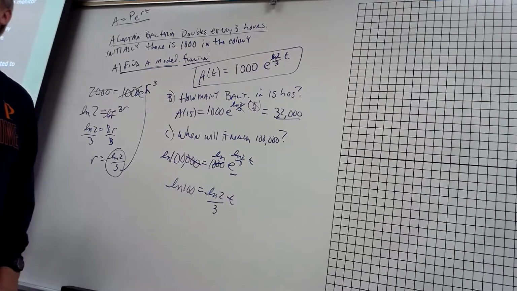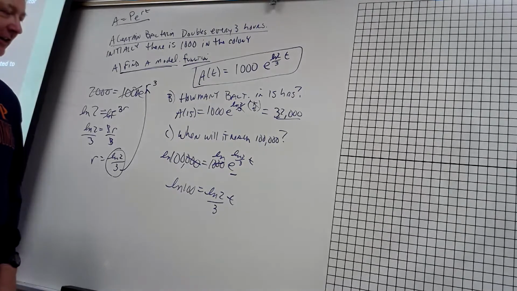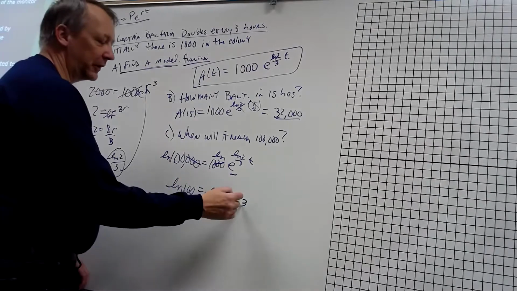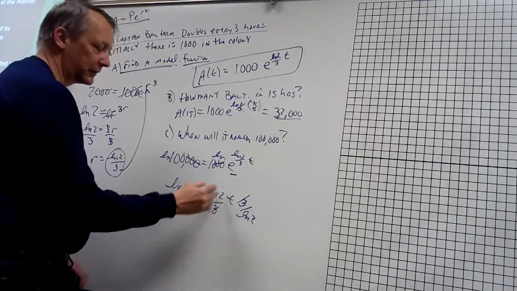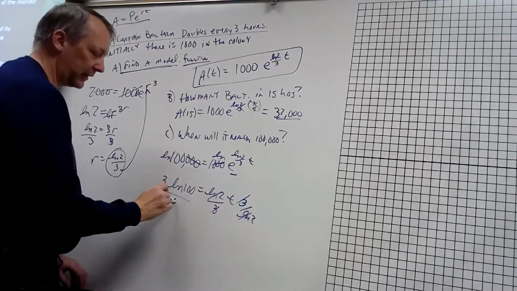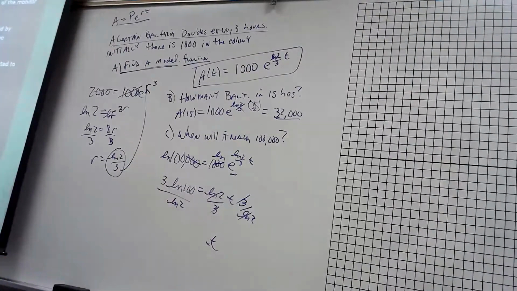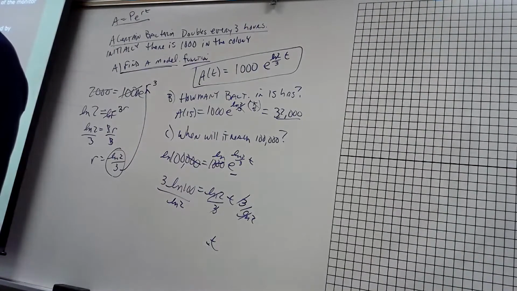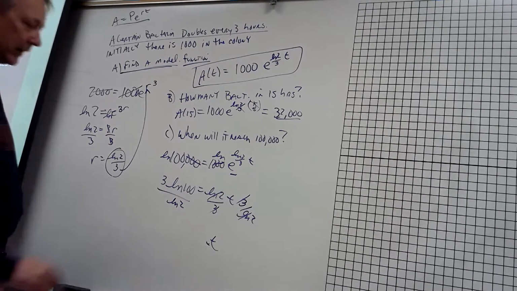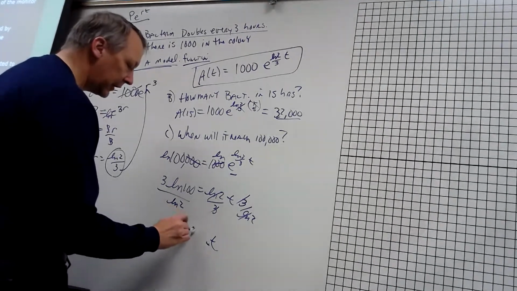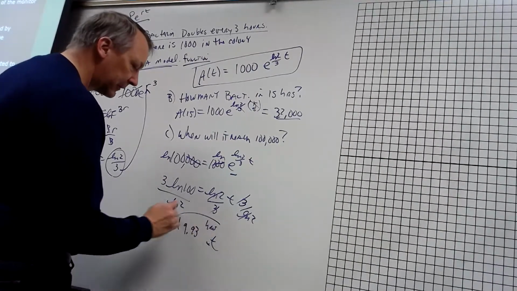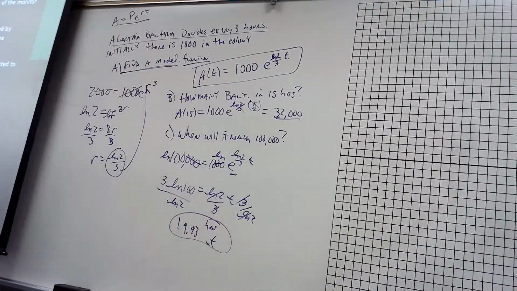Would you divide by the ln of 2/3? Yeah, you can multiply by the reciprocal, right? 3 over the ln of 2, so those would cancel. So that gives you t equals 3 over the ln of 2. Now you can just plug that in your calculator, and if you do so properly, you should get 19.93 hours. So in 20 hours, you've got 100,000 bacteria.